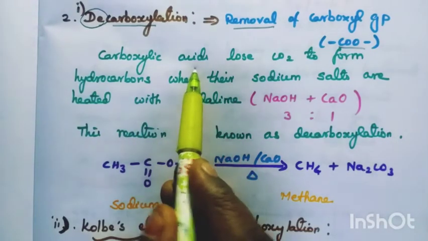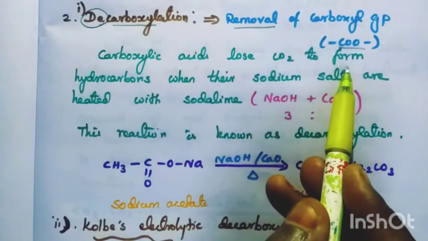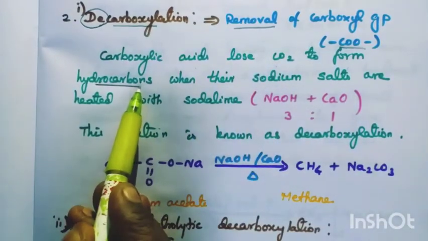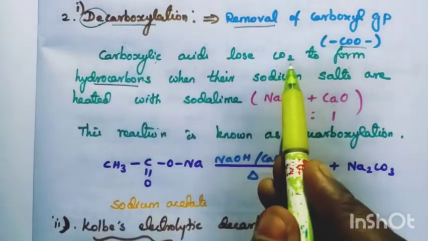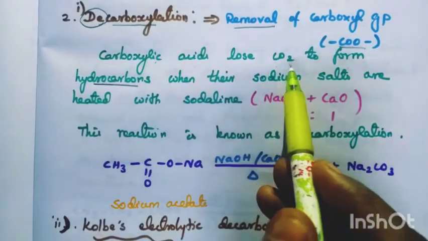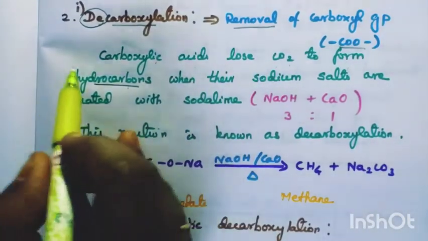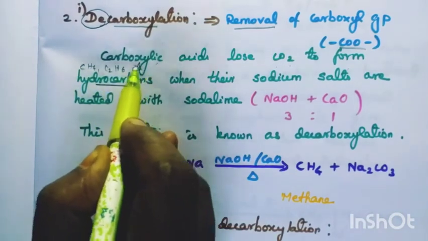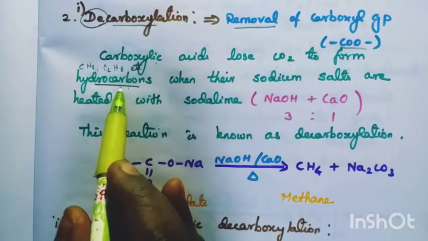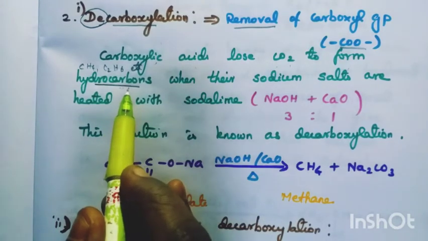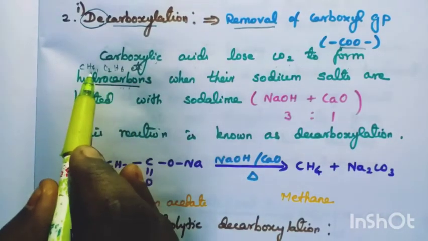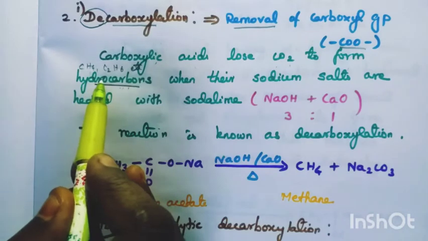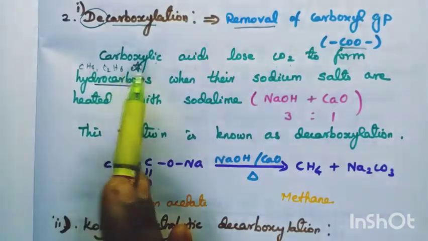So carboxylic acid loses carbon dioxide to form a hydrocarbon. If any acid loses the COO group, it forms a hydrocarbon. Hydrocarbon means methane, ethane, propane, butane. What is a hydrocarbon? A compound containing carbon and hydrogen. In methane we have only CH4, carbon and hydrogen. Ethane, propane, butane.